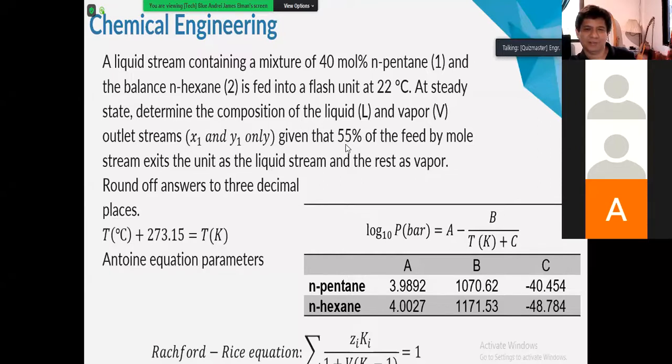So, pag alam niyo na to, diretso na kayo doon sa XI. Kailangan syempre yung P. Kailangan yung KI. Nakuha na doon ni Paolo. Ito yung sagot ng organizer.